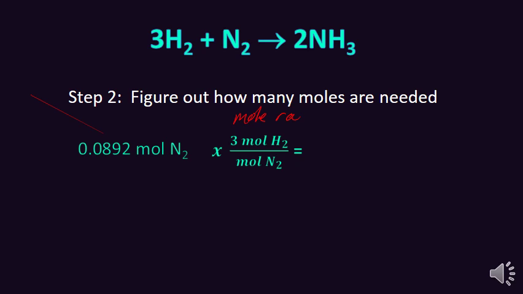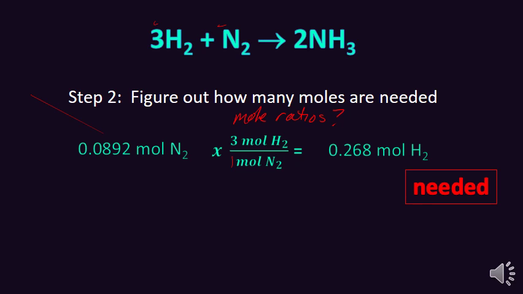Where do we get mole ratios? We get them from the balanced chemical equation. This equation says 3 moles of hydrogen for every 1 mole of nitrogen. And that's how many moles of hydrogen I need to make all of the nitrogen go away.